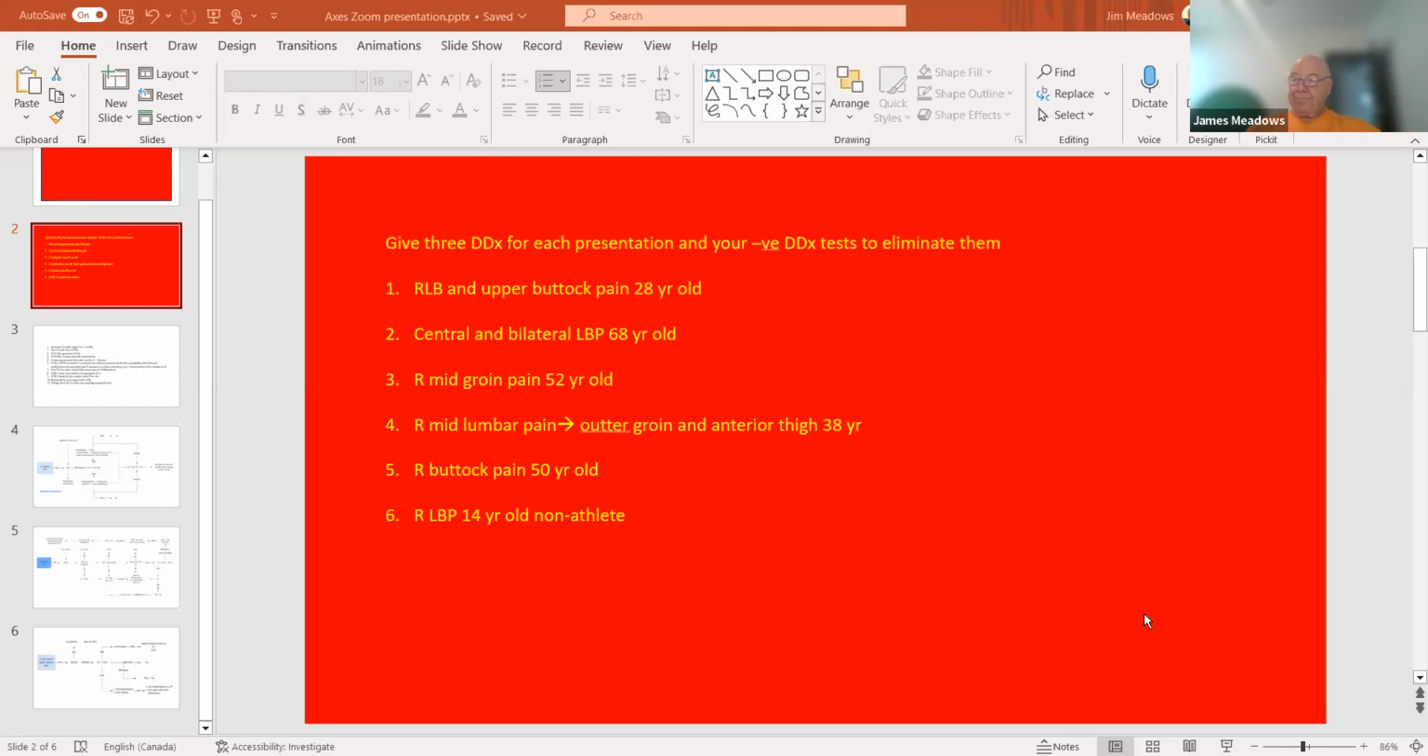That one's not easy though, because it is a central stenosis. If he was younger, it'd be even more difficult. But if he's younger, you'll be thinking of degenerative central stenosis anyway. Disc herniation. Well, you want to get rid of that with a straight leg raise again, but you can't.